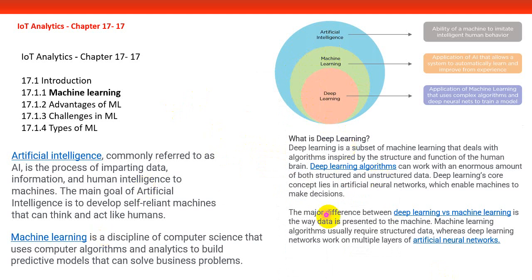So this is about data, deep learning. If you come to machine learning, it is computer science that uses computer algorithms and analytics to build predictive models that can solve problems. The main goal of artificial intelligence is to develop self-reliant machines that can think and act like humans. By using data processing and previous experiences, machine learning will generate some algorithms, some analysis and analytics. Based on that, the machines will take some kind of decision. If they are able to take the decision, that is called artificial intelligence.